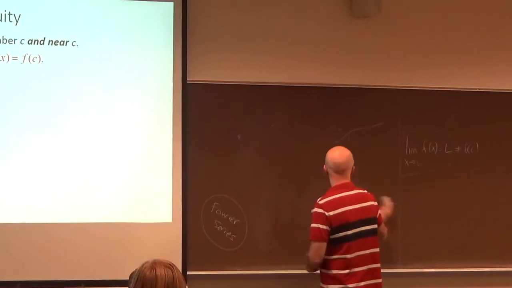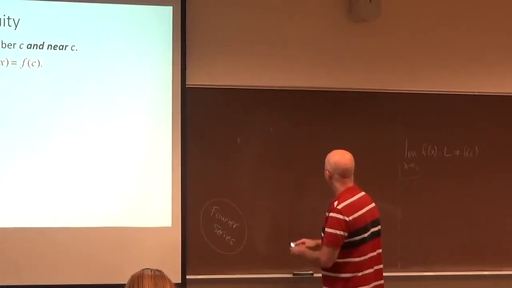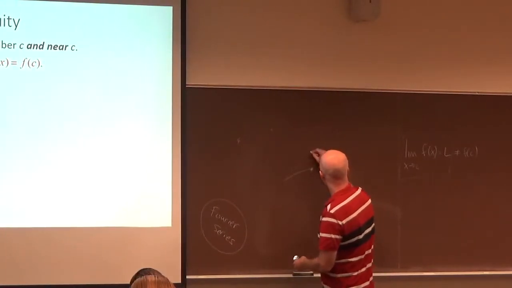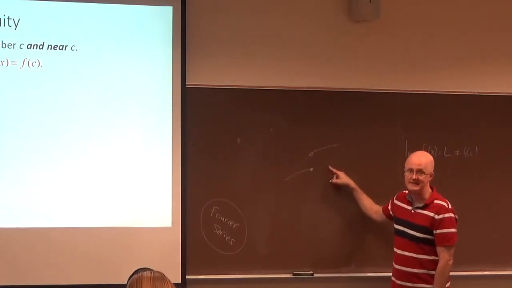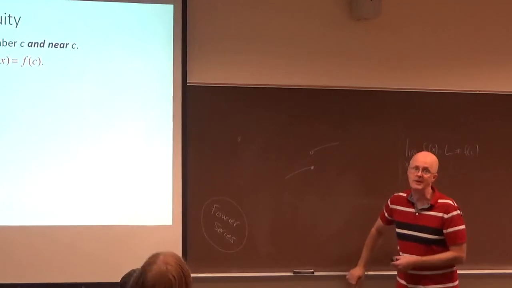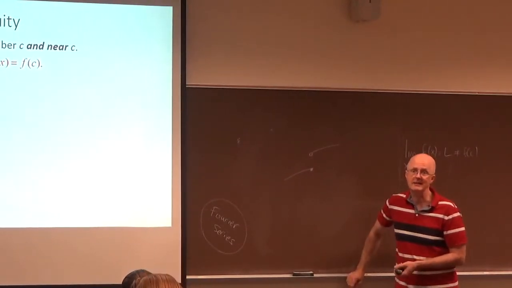When your function is continuous at c, the graph does not jump like this. The left and right hand limits exist for this kind of situation, but they don't equal each other. So the two-sided limit doesn't exist.